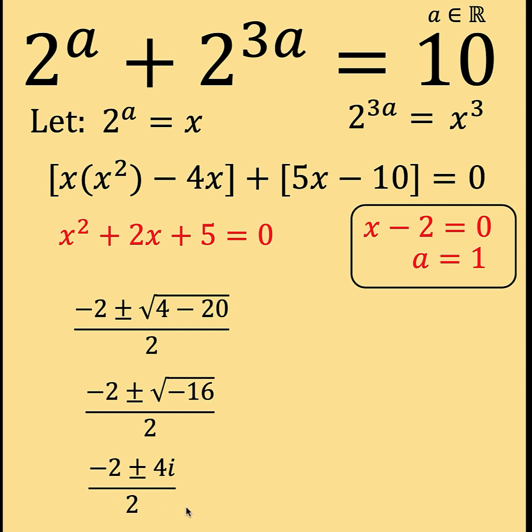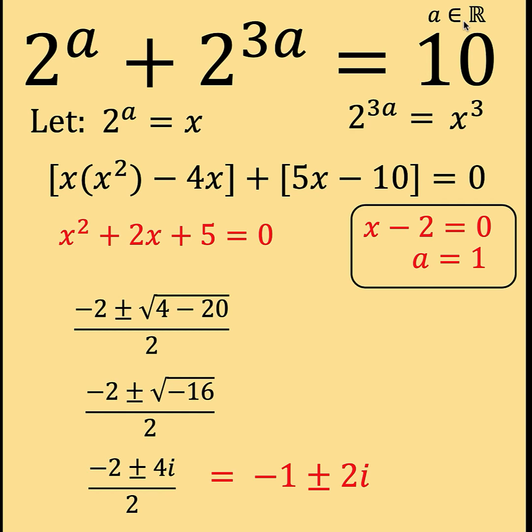Copy all the rest, and simplifying, we have now this result. Negative 2 over 2 is negative 1, plus or minus is copied. 4i divided by 2 is 2i, which is clearly not a real number. And since our a here is required to be an element of the set of real numbers, then negative 1 plus or minus 2i, although these are roots of the given equation, will not be accepted as the answer to this problem because of this restriction.